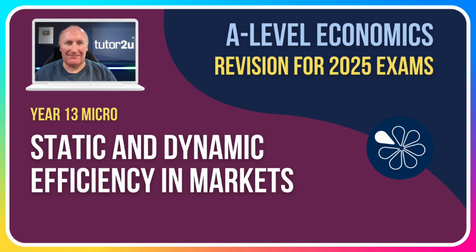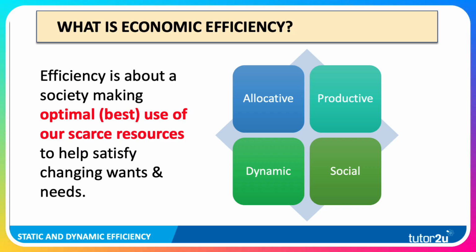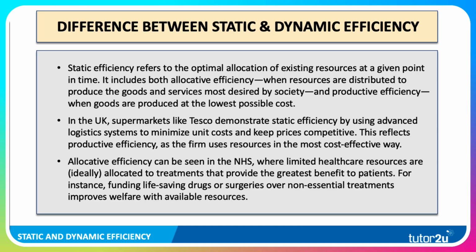Hi there, in this TutorTube revision video, let's spend a few minutes looking at the key concepts of static and dynamic efficiency in markets. Now, economic efficiency generally is about making the optimal best use of scarce factor resources to help meet and satisfy people's and society's changing needs and wants. We make a distinction between allocative and productive, dynamic and social efficiency.